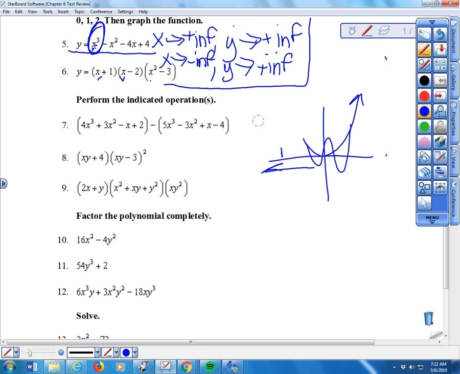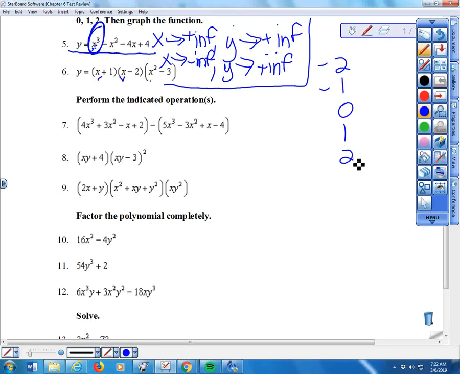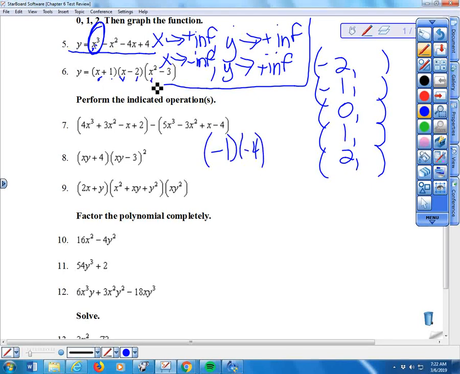Okay, so this is how you're going to write end behavior for any even function: x squared, x to the 4th, x to the 6th, and so on. Now I'm going to go ahead and do the negative 2, negative 1, 0, 1, and 2. And when I put negative 2 in, I have negative 2 plus 1, that's negative 1. Negative 2 minus 2, that's negative 4. And negative 2 squared is 4 minus 3 is 1. So negative 4 times negative 1 times 1 is just 4.